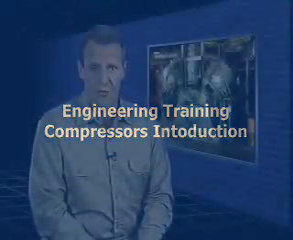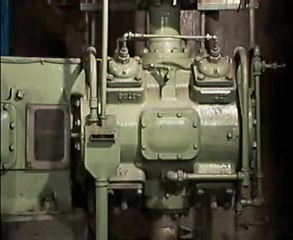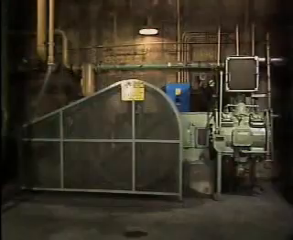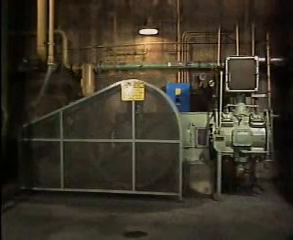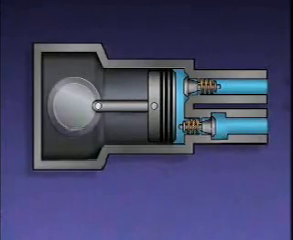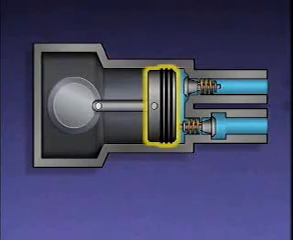Compressors fall into two general categories: positive displacement compressors and dynamic or centrifugal compressors. Positive displacement compressors work by trapping a certain amount of gas and forcing it into a smaller volume. A common type of positive displacement compressor is a reciprocating compressor. This simplified illustration shows two main parts of a typical reciprocating compressor: a cylinder and a piston.